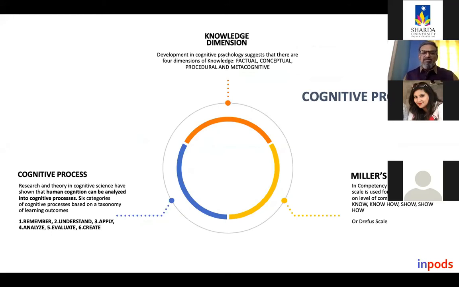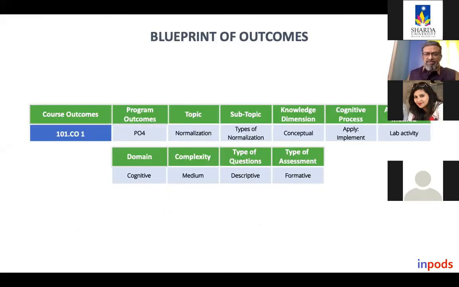In CBME, they use the Miller scale or Dreyfus scale to measure the competencies. A Dreyfus scale is nothing but a Likert scale from minimum to maximum. It is typically used to measure the level of competence. But these three things are required to come up with a solid program design. And this is the blueprint of the outcomes which I was referring to earlier.